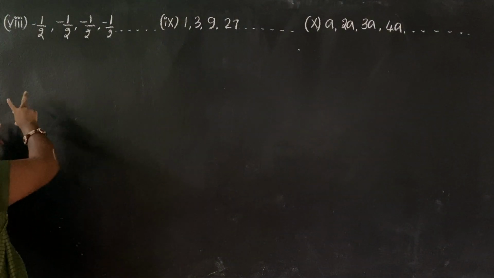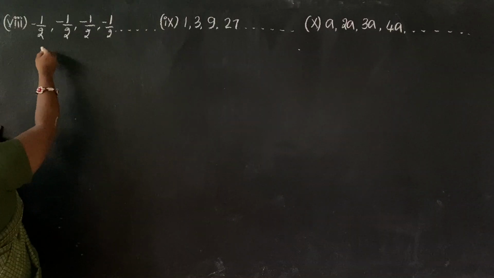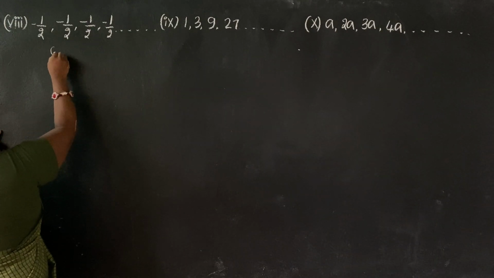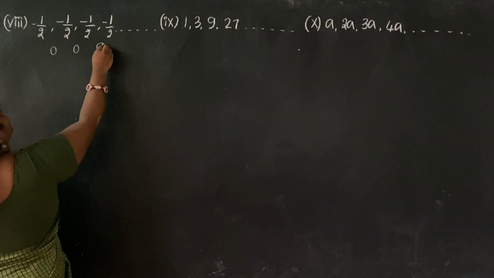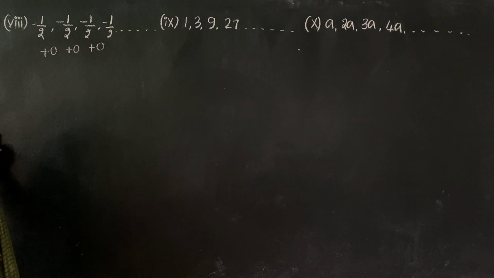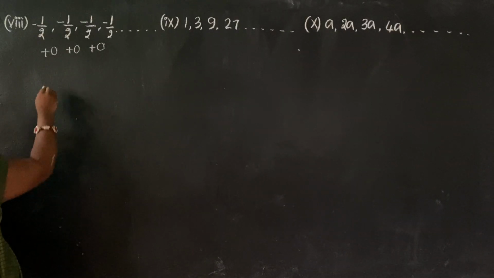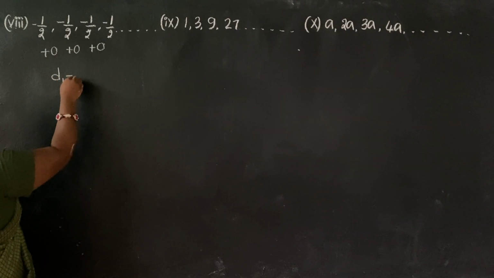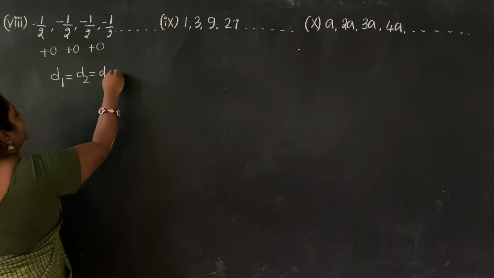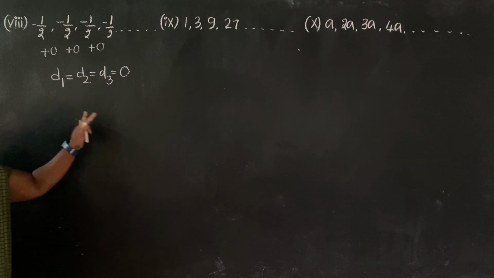Now, all values are the same thing. So here also, 1 by 2, minus 1 by 2, minus 1 by 2, minus 1 by 2. By adding zeros, dear, yes or no, I'll be getting the same minus 1 by 2 itself. Now, I can say the common difference is the same in all cases. D1 equal to D2 equal to D3 equal to 0. In all the cases, it is 0.